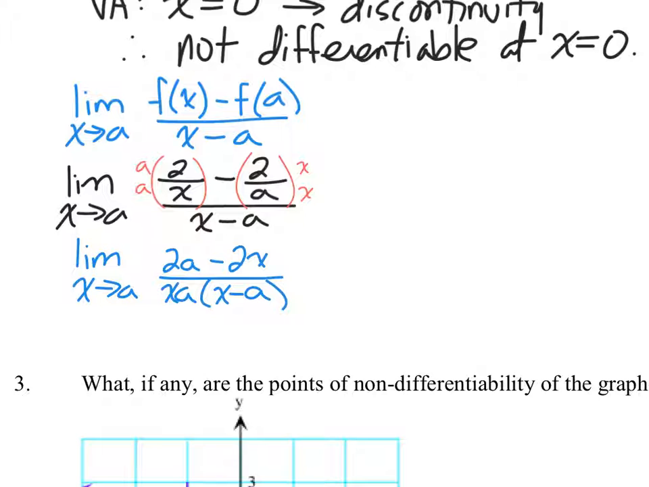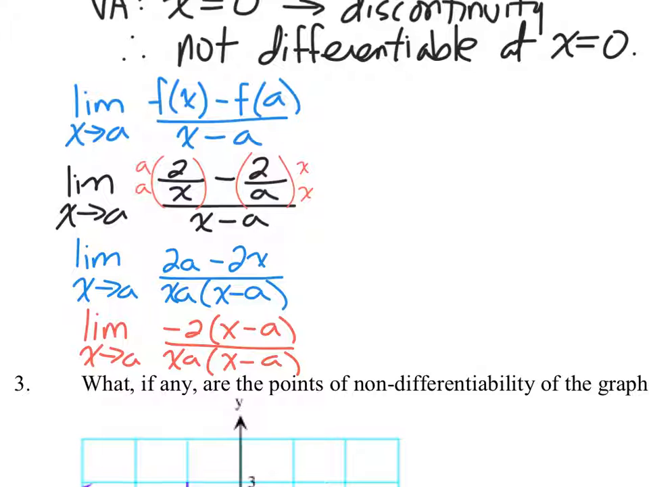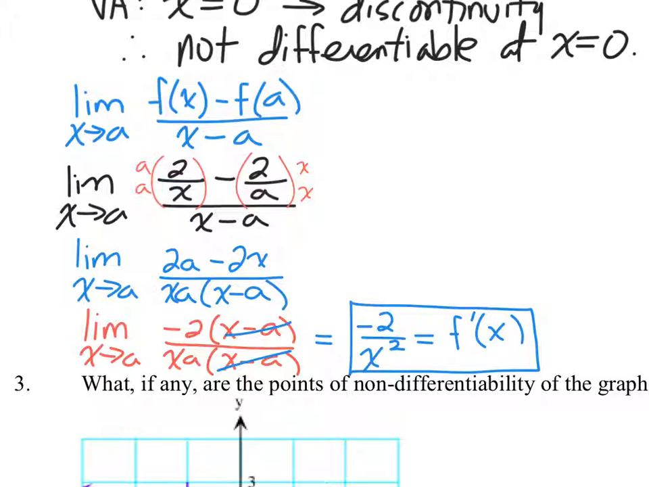On the top, we have a GCF that we could pull out, so limit as x approaches a, I'll pull out a -2 times x minus a over xa times x minus a. So a little cancellation here. And so we end up with, when I replace the a with an x, -2 over x squared. Shockingly simple. Again, not the work, the final answer. Always the final answer. Almost always the final answer.